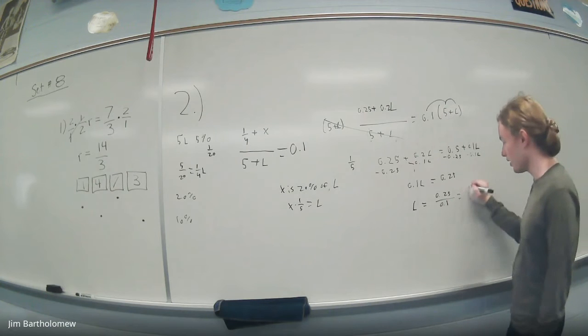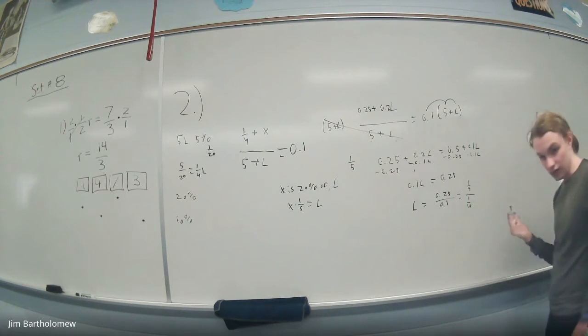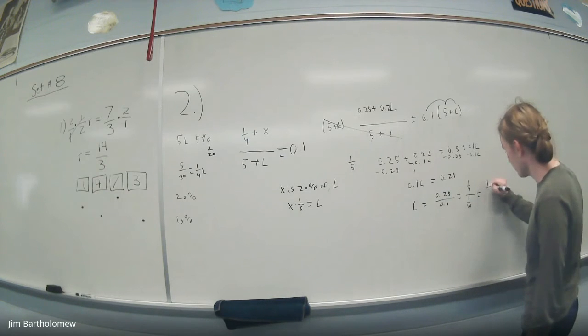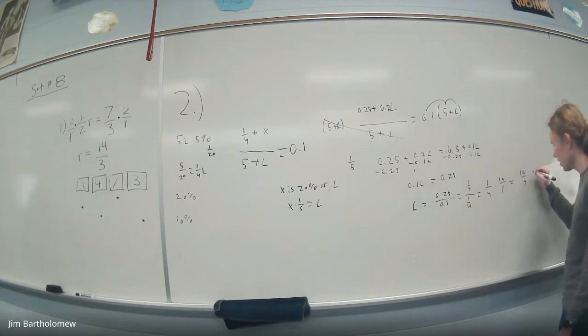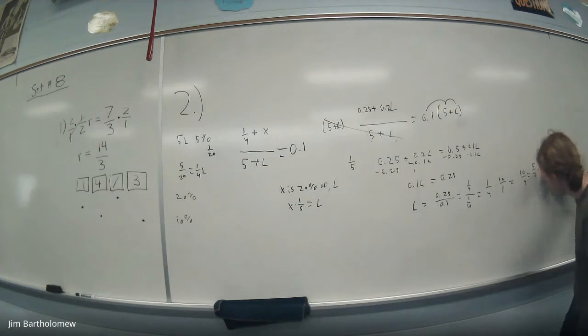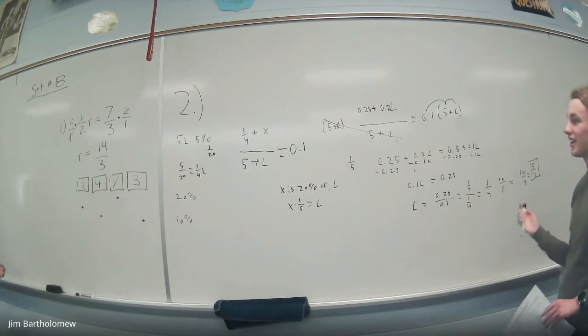So 0.25 is 1/4, and 0.1 is 1/10. Keep, change, flip it: 1/4 times 10 over 1, that is 10 over 4, which is the same as 5 over 2. So your final answer would be 5 over 2. That is how many liters of solution you would have to add to your total solution to get a 10% solution.